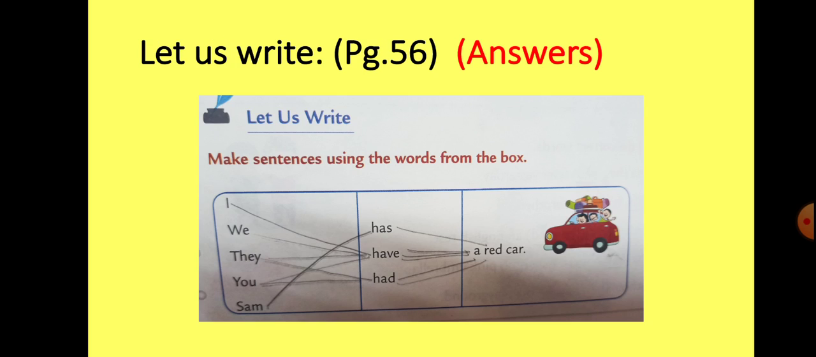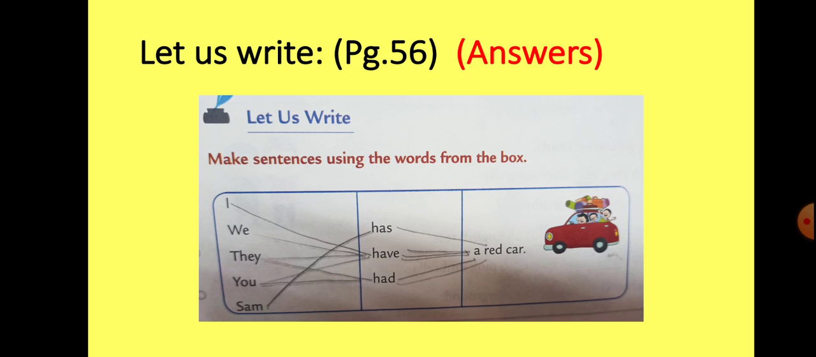Now let's move on to the last exercise of this chapter, that is, let us write. There are 3 columns given here. You have to make sentences using them by looking at the subject and use accordingly the verbs. So here you can make sentences in the past tense also and present tense also. When you use I, you have to use have with it. So you can say I have a red car, or I had a red car. We have a red car. We had a red car. They have a red car, or they had a red car.